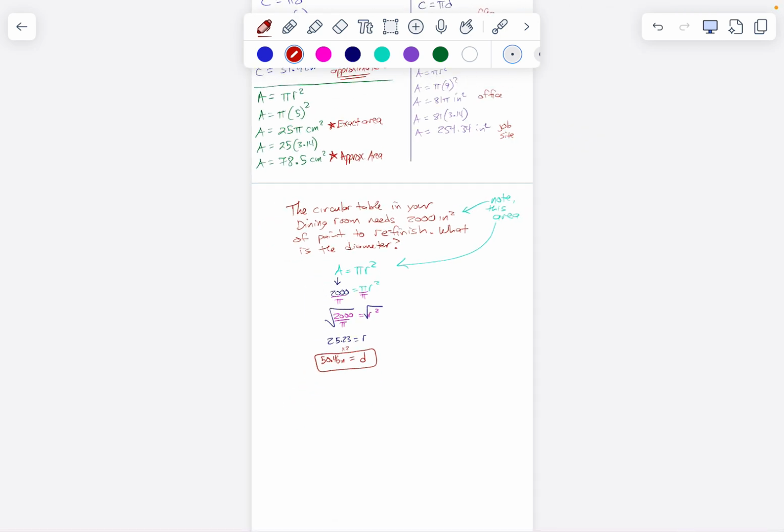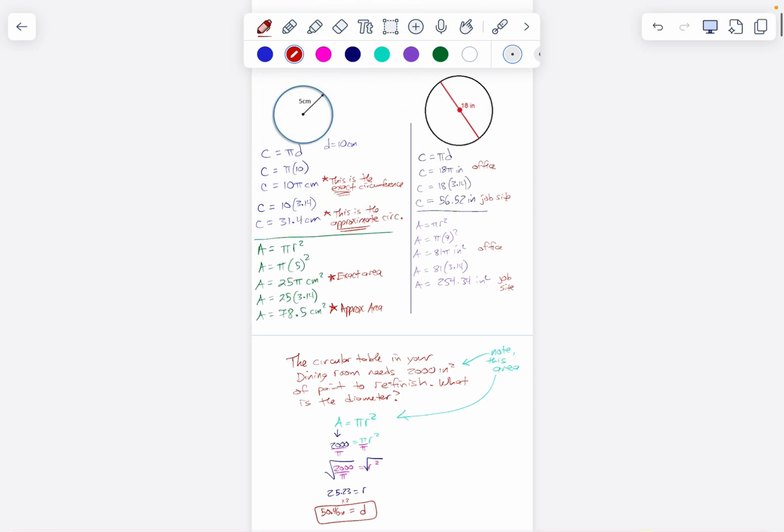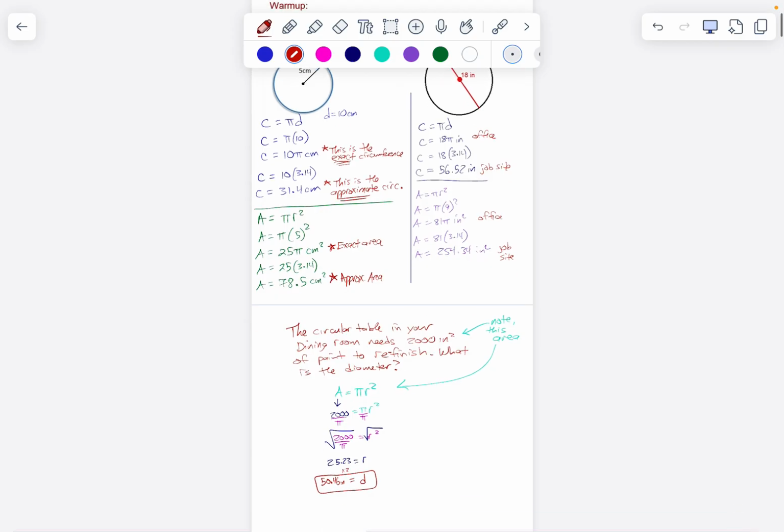Okay, so basically what we've done so far is review, because circumference and area is not a geometry standard, but it's important stuff in life, and you need to know how to find those. And then the new stuff here is the exact versus approximate.